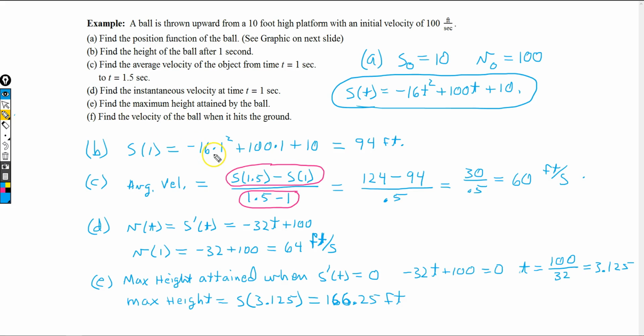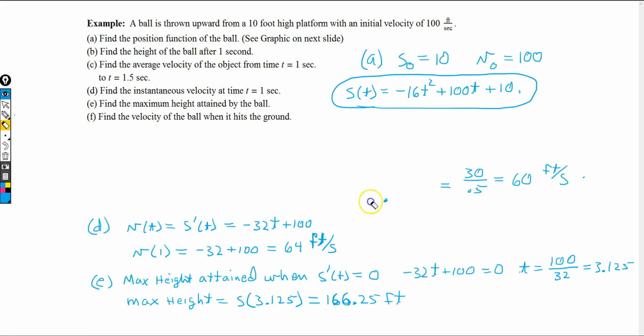Finally, let's do part F. Let's find the velocity when the ball hits the ground. I'm going to need to make a little more room here. Now, when the ball hits the ground, our position function is going to be 0. So we need to first find when s of t is equal to 0. So we need to solve negative 16 t squared, and we need to solve that equation for t, and that'll tell us how long it takes for the ball to hit the ground.